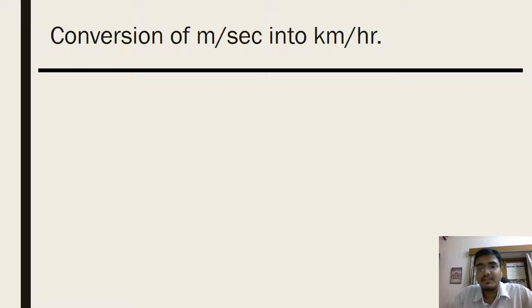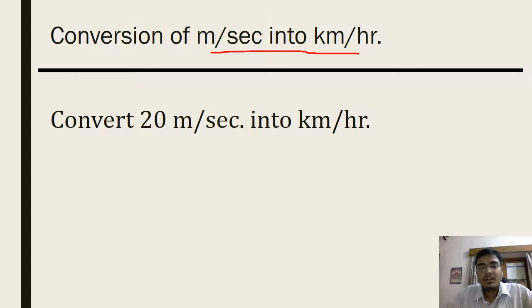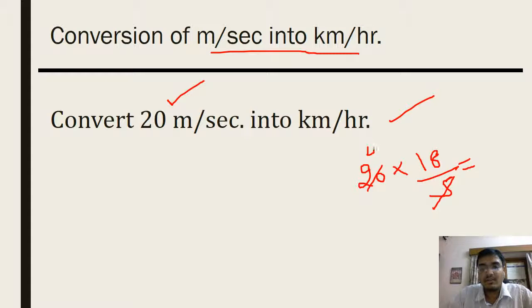Now let us see the reverse process, that is conversion of meters per second into kilometers per hour. If I ask you to convert 20 meters per second into kilometers per hour, earlier we used to multiply by 5 by 18. Now we will multiply it by 18 by 5. This gets cancelled out by 4 and we get 72 kilometers an hour.